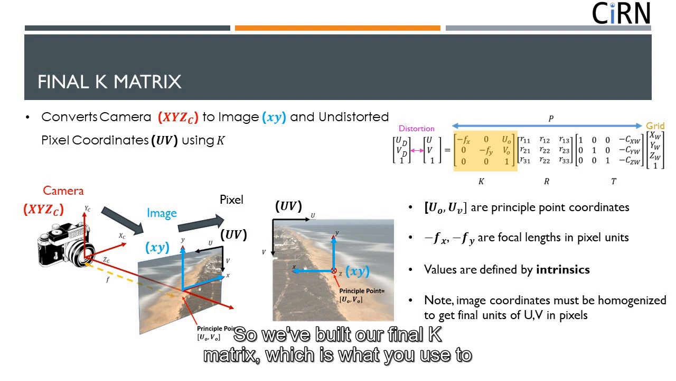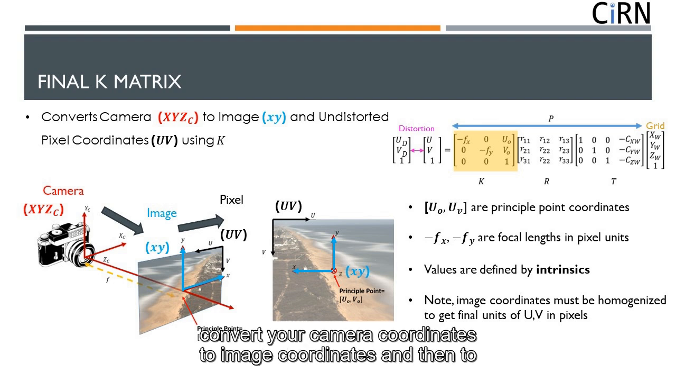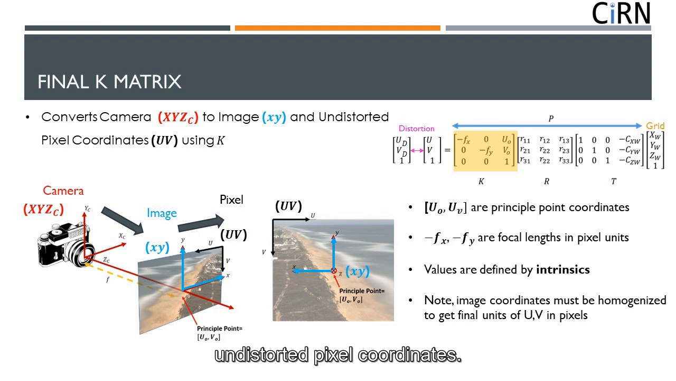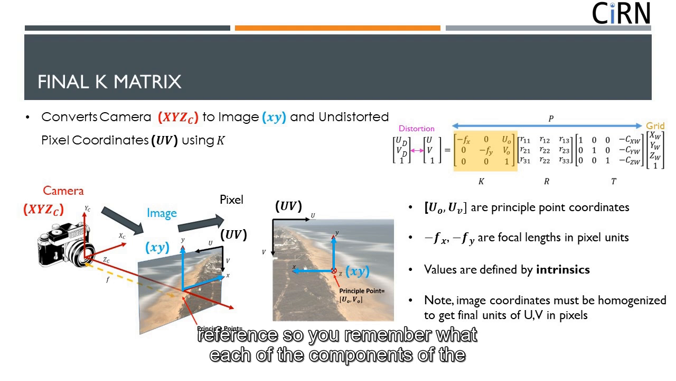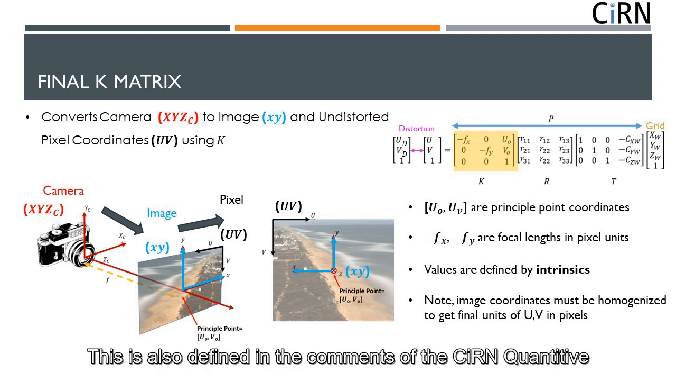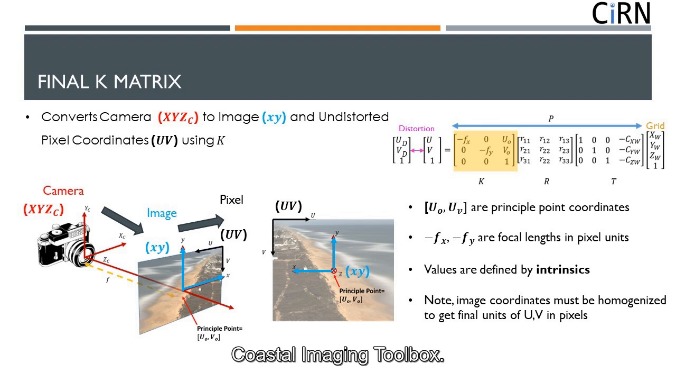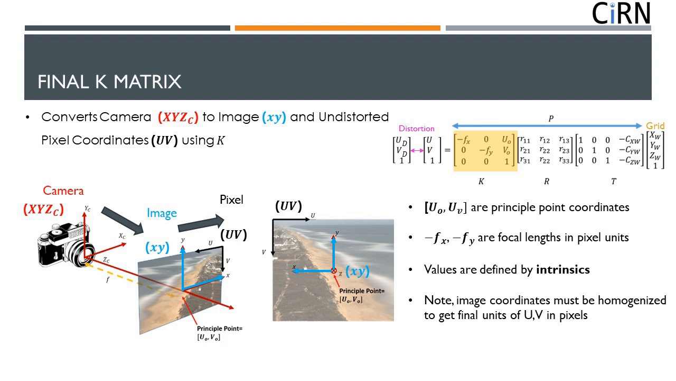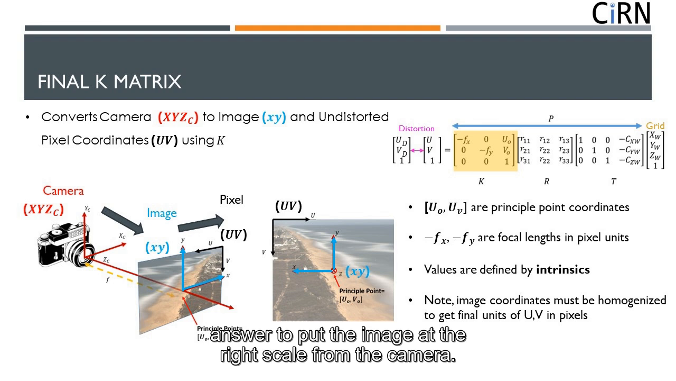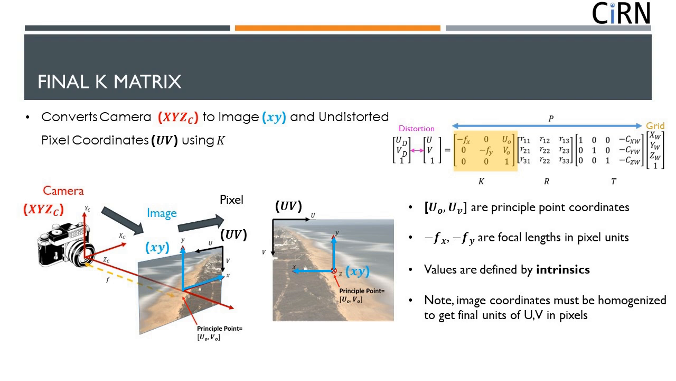All right, so we've built our final K matrix, which is what you use to convert your camera coordinates to image coordinates and then to undistorted pixel coordinates. And this is just sort of a nice summary slide for you to have as reference to remember what each of the components of the matrix are. This is also defined in the comments of the CIRN Quantitative Coastal Imaging Toolbox. And there's a note here, this 1/zC is basically what homogenizes the final answer to put the image at the right scale from the camera.